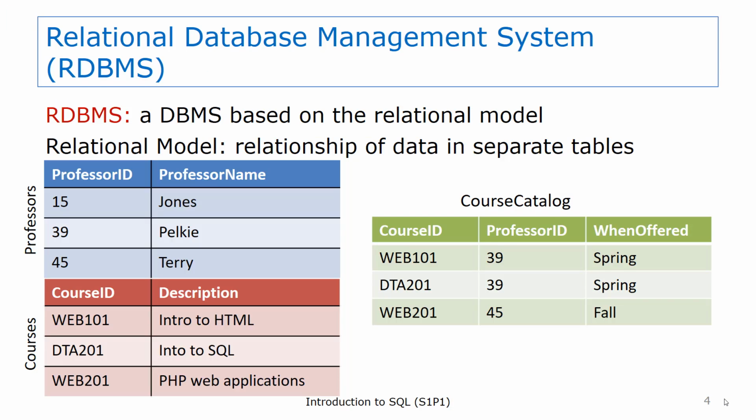A relational database management system, or RDBMS, is a database management system based on the relational model. The relational model was invented by Dr. Edgar F. Codd in 1970 at IBM's San Jose Research Laboratory. A relational database organizes information in tables.